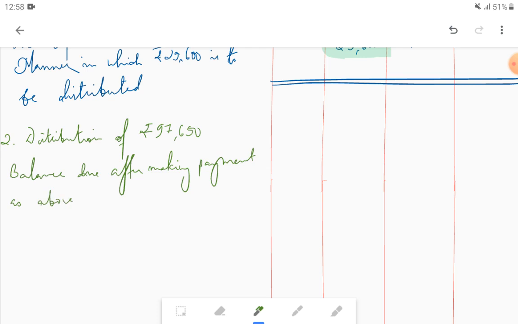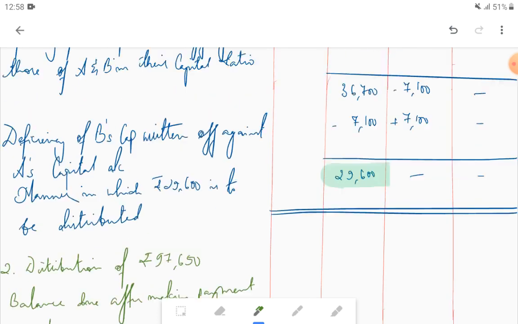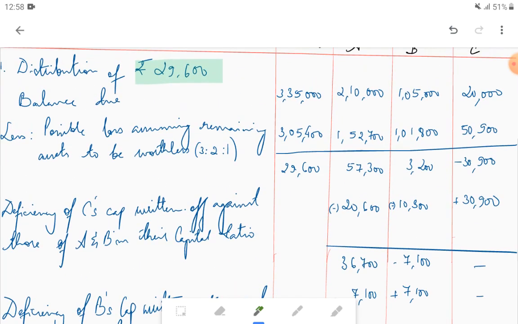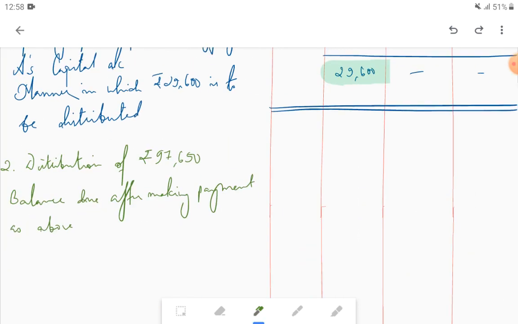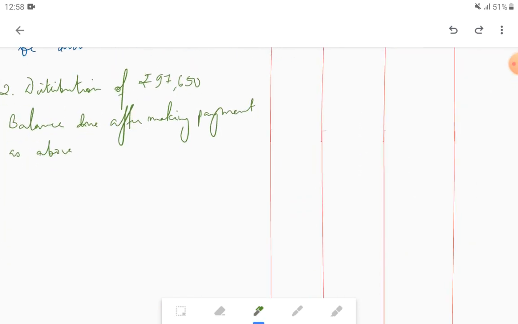So you had 3,35,000 minus 29,600. This 3,35,000 is the original total. After you've deducted 29,600, we're getting a total of 3,05,400. So that is going to be your opening balance under this situation. So balance due after making payment is rupees 3,05,400. The 29,600 from the previous situation was received only by partner A, so only partner A's capital account will be reducing to that extent.